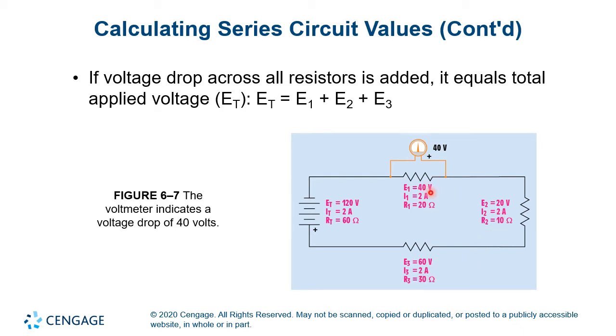And if you just add those up, 40 plus 20 plus 60, that's going to equal 120. So essentially we know that each of these is going to have the same current, and the total voltage drop across all of them is just going to be the sum of the voltage drops.